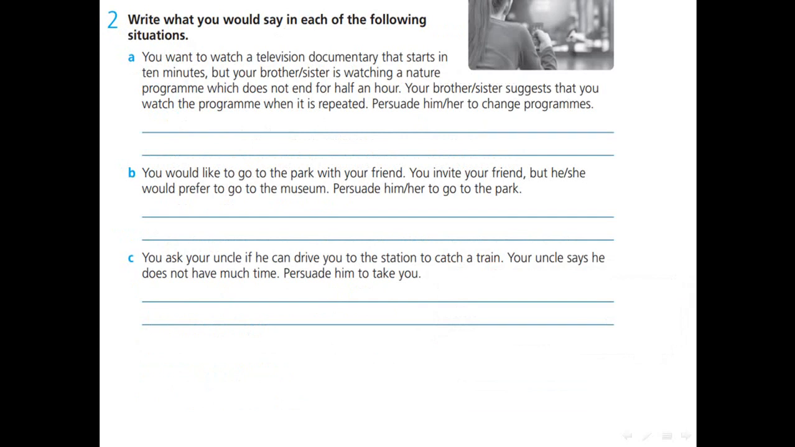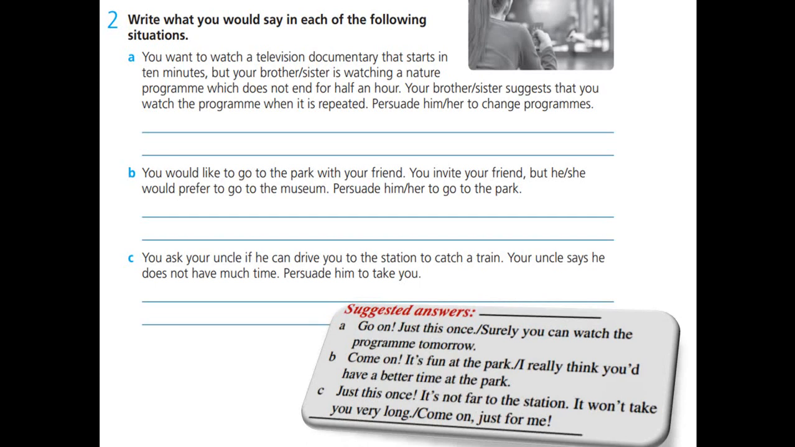Okay. Write what you'd say in each of the following situations. Number A. You want to watch a television documentary that starts in 10 minutes, but your brother or sister is watching a nature program which doesn't end for half an hour. Your brother or sister suggests that you watch the program when it is repeated. Persuade him or her to change programs. You can say, go on, come on, and so on. So, go on, just this time, or surely you can watch the programs tomorrow.